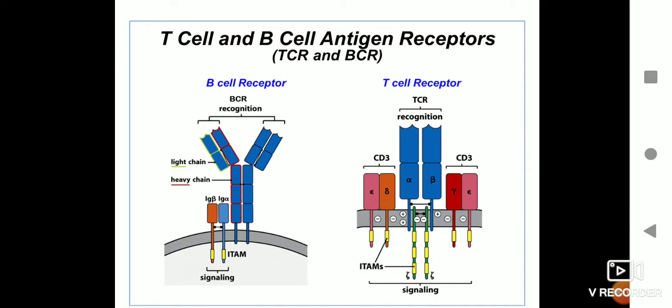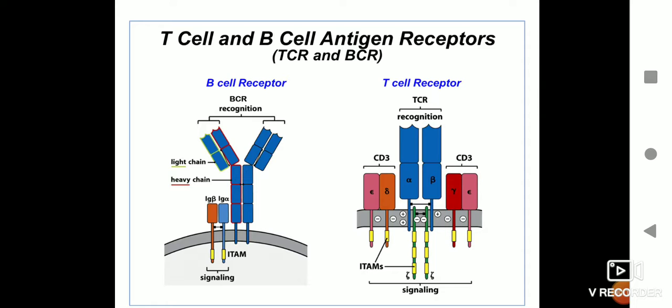Good evening, everyone. We will be learning about T cell receptors, B cell receptors, and the epitopes in this topic. Here you can see a diagrammatic representation of both the B cell receptors and the T cell receptors.